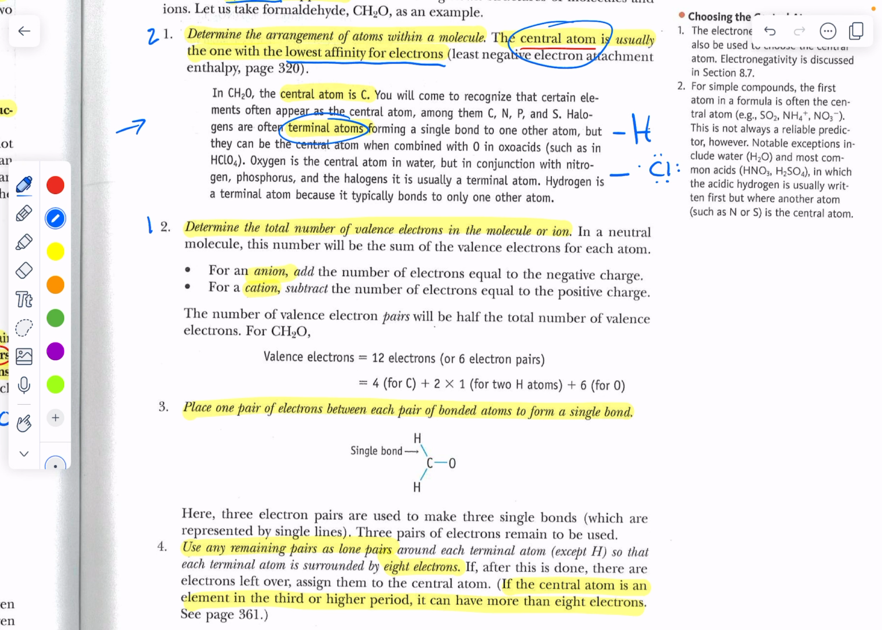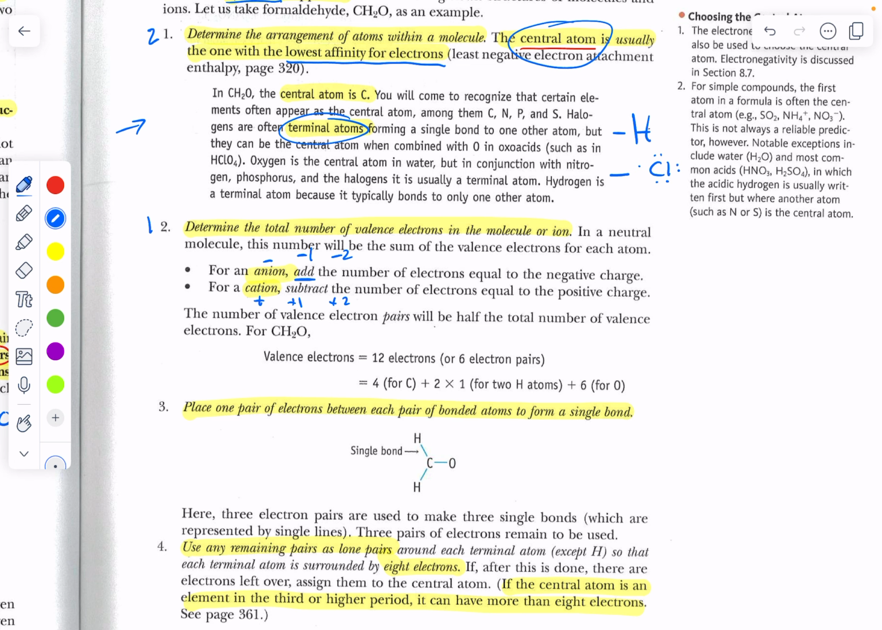If you're doing a polyatomic ion, remember that a cation is a positively charged ion, an anion is a negatively charged ion. So if you have a -1 polyatomic ion, you have to add an electron. If it's a -2, you have to add 2 electrons. If it's a +1, you subtract an electron from your total. If it's a positive 2, you subtract 2 electrons from the total, because that's how it got to be a plus 2 cation in the first place, by losing 2 electrons.